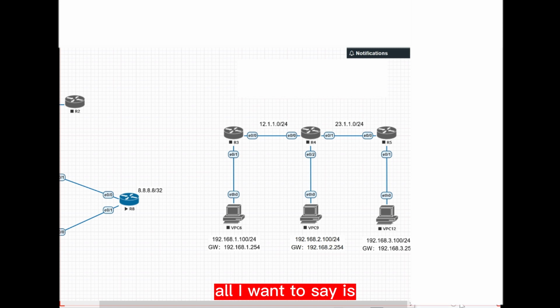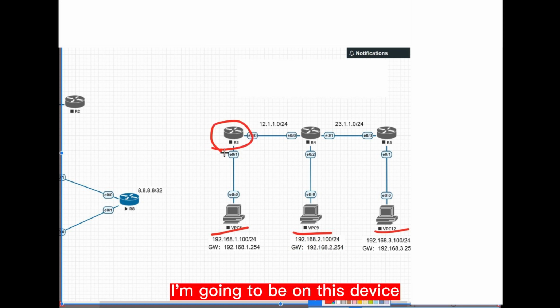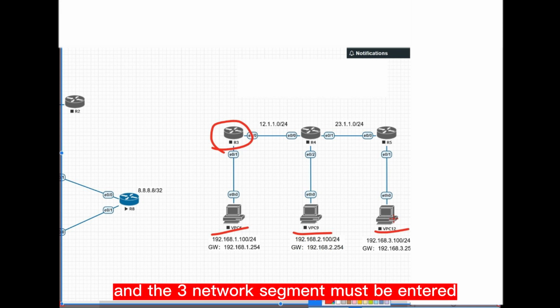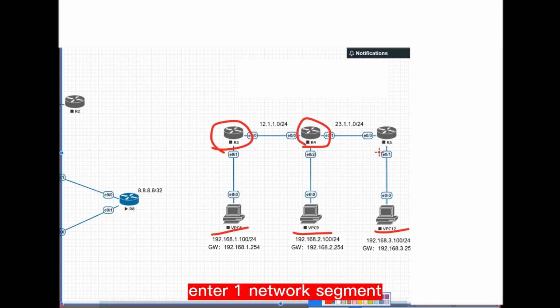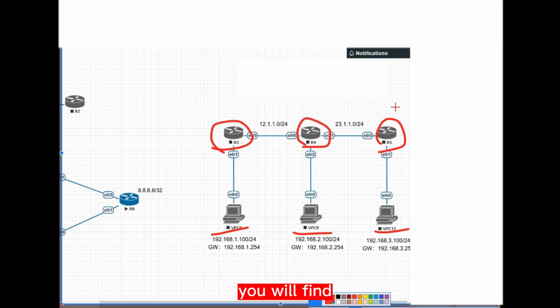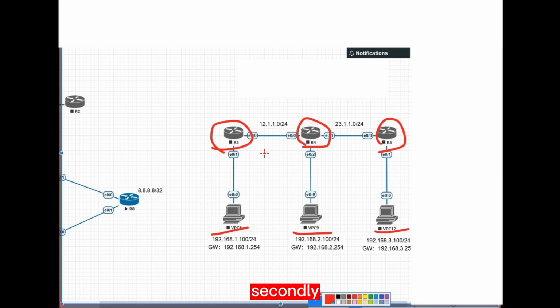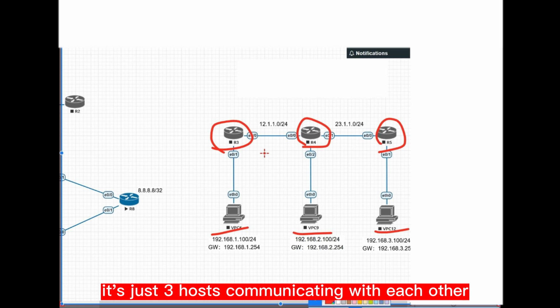All I want to say is, we just let the 3 PCs communicate with each other. On this device, both the 2 network segment and the 3 network segment must be entered. I want to enter 1 network segment and 3 network segment on this device. Enter 1 network segment and 2 network segment on this device. You will find I have to do a lot of configuration for each device. Secondly, after configuring, it's just 3 hosts communicating with each other. These network segments are still unreachable.